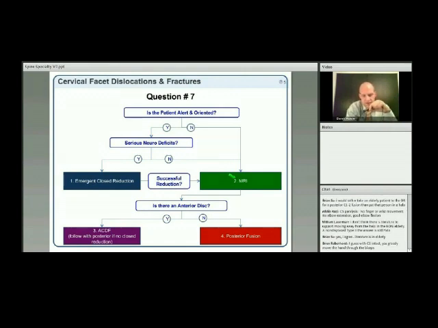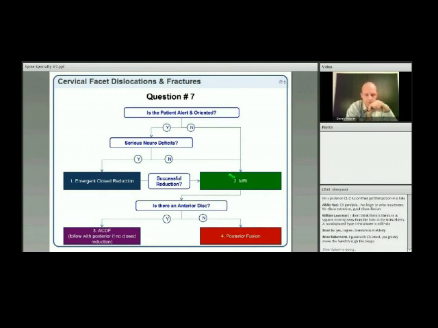To answer this question, you want to ask 2 questions. The first question: is the patient alert and oriented? If a patient is obtunded or intoxicated, you cannot do an emergent closed reduction. So if a patient is not alert and oriented, you always want to go to the MRI.